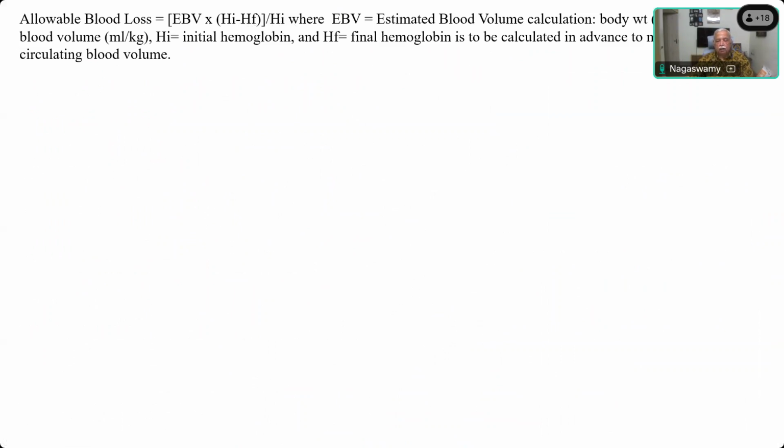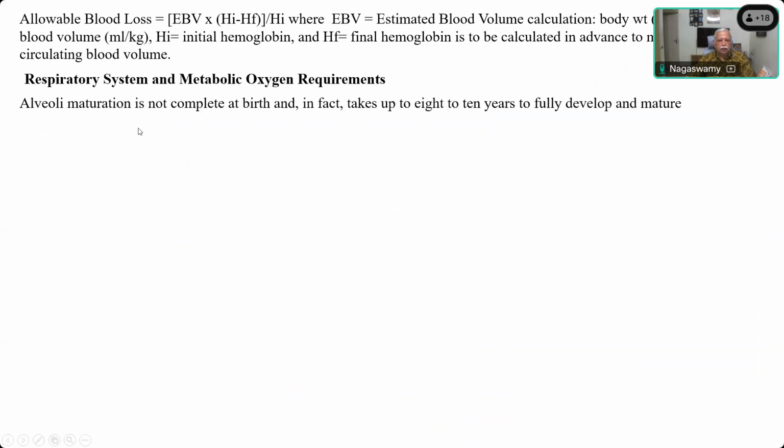And the common thing is, if the surgeon is using the suction, do not wait for the blood to reach the suction bottle. That itself will cause about 40 to 50 ml of blood loss. So in neonatal anesthesia, this is a very, very important point. You have to be very, very watchful to prevent even small amounts of blood loss. Then respiratory system and metabolic oxygen requirements, the alveolar maturation is not complete at birth.